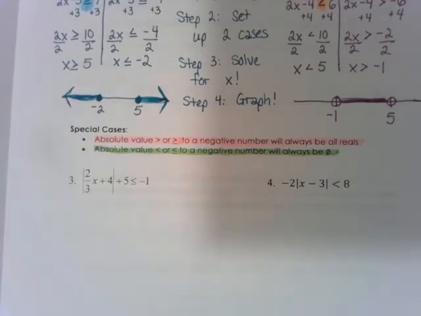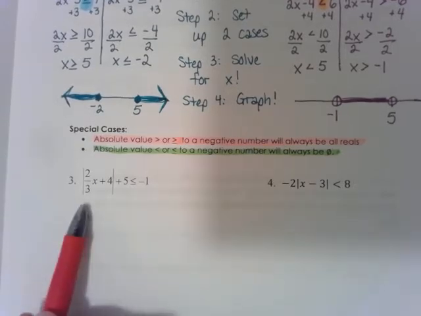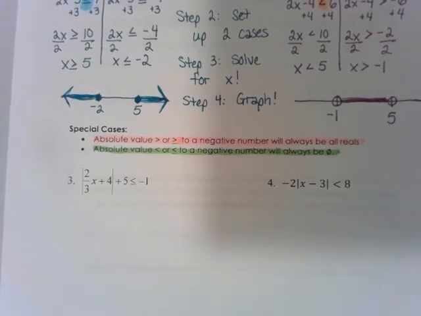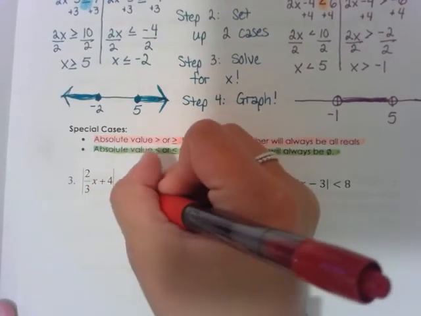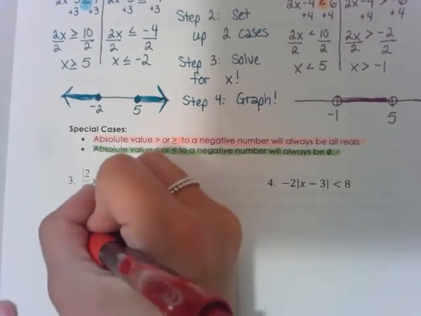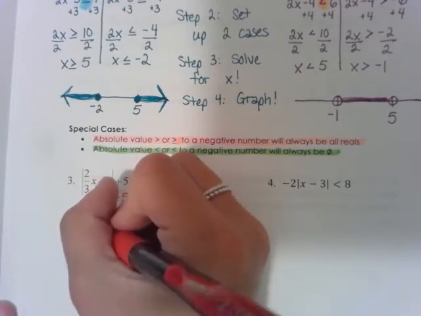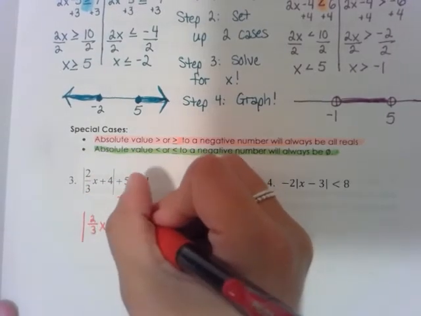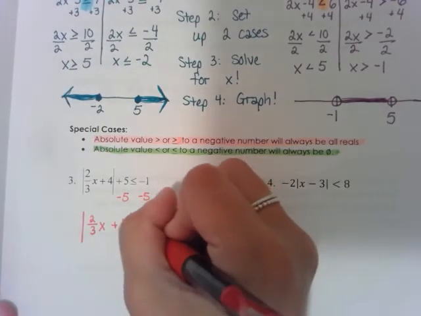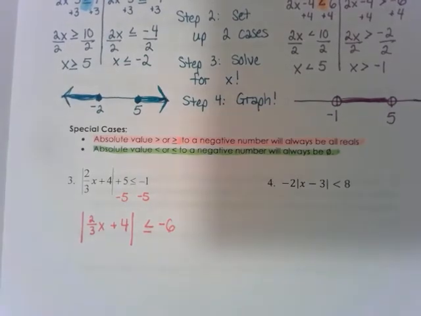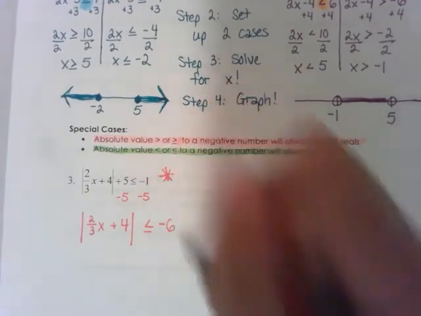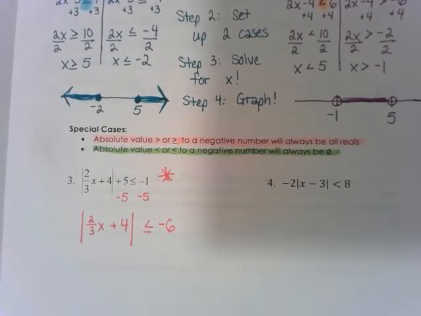As I look at number 3, I see I have the absolute value bars, but they aren't by themselves. To get the absolute value marks by themselves, I'm going to have to subtract 5 from each side. And that gives me the absolute value of 2/3 x plus 4 is less than or equal to a -6. Anytime you see a problem like this, you have a flashing red light going off in your head telling you warning, warning, danger, danger, because there's a negative sign.